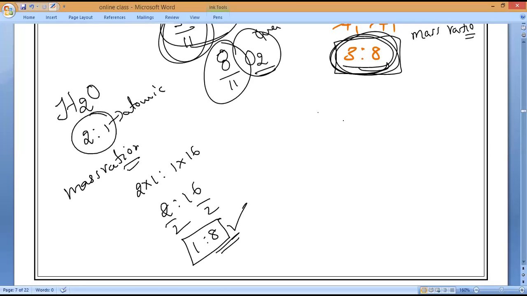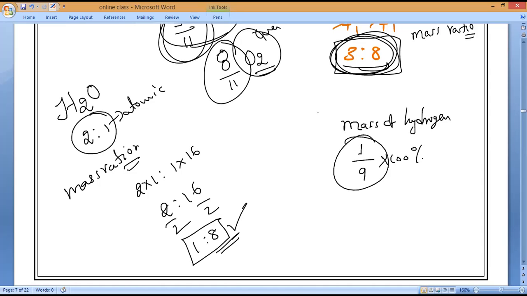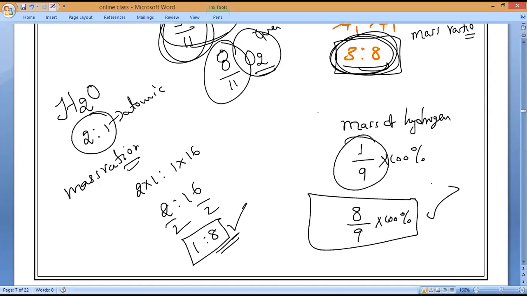Suppose they ask you the mass of hydrogen in water. What will you do? 1 by 9 into 100, the mass percentage. Next, if they ask you the oxygen percentage, 8 by 9 into 100%. So that is what you have to do. Okay, guys? That is what you have to remember.